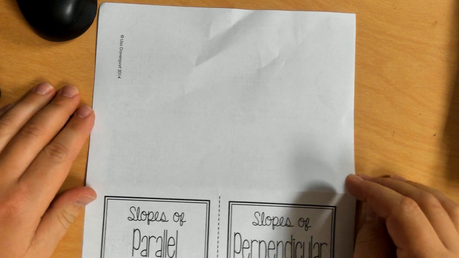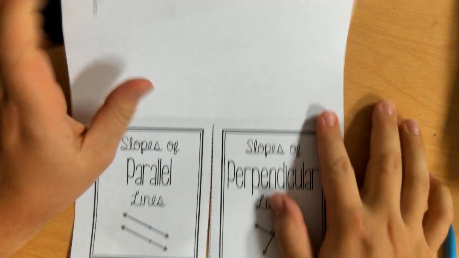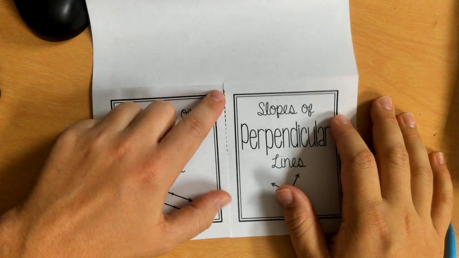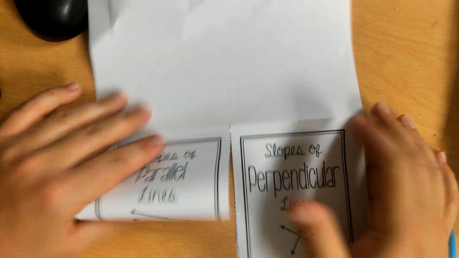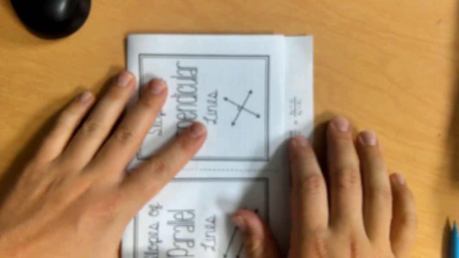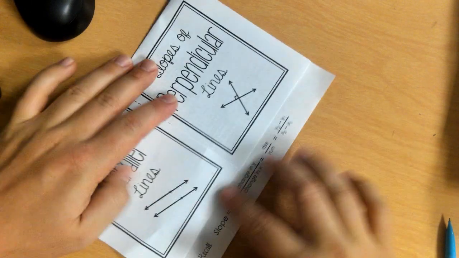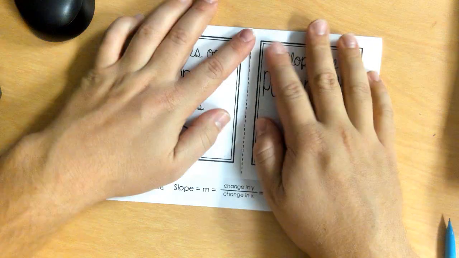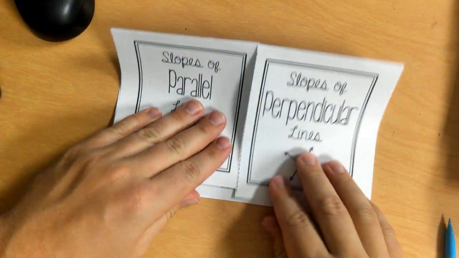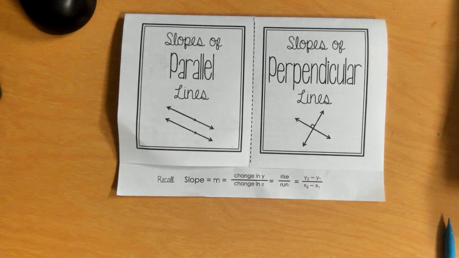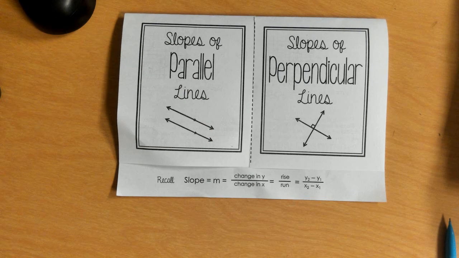Okay, so slope of parallel lines and slope of perpendicular lines. You should have your sheet. You're going to cut up to the dotted line, and then you're going to fold it over. But be careful, because you're not folding it all the way. You're going to leave this little bit here. If you fold it all the way, you'll cover it up. So it should be like this. Cut and pause it until you've cut it and folded it like that.